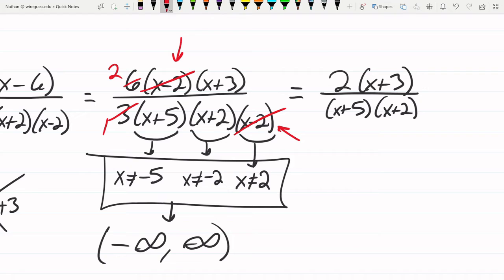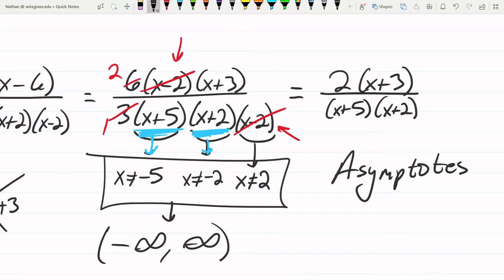These are called discontinuities. They're called holes or jump discontinuities typically. Normally removable discontinuity is a good word for it. But the rest of them, the x plus 5 and the x plus 2 giving us negative 5 and negative 2, these are what give us asymptotes.